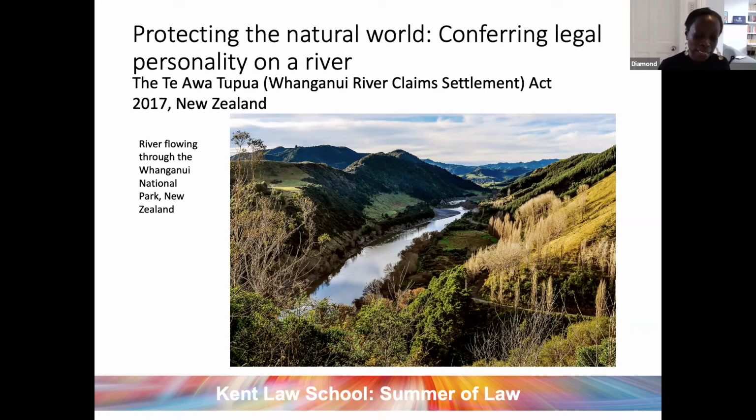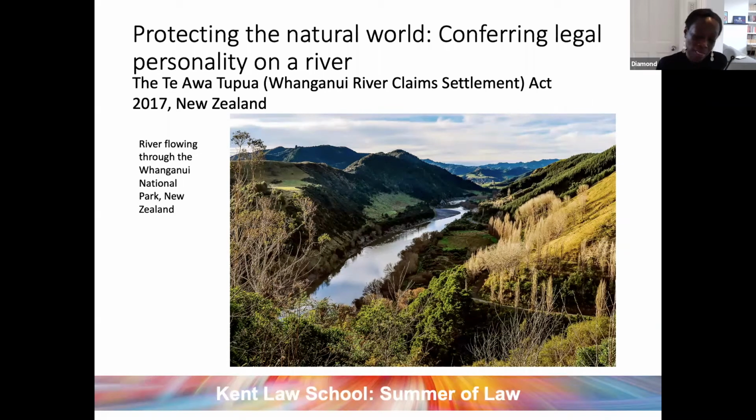But a completely different approach, so this is the question of different ways in which law can regulate social questions, has been pioneered in a number of countries. In particular, I'm going to pick an example from New Zealand, but also in India, Australia, Ecuador, Bolivia. So this example comes from New Zealand. And this photograph is of a river flowing through the Wanguni National Park in North Island, New Zealand.